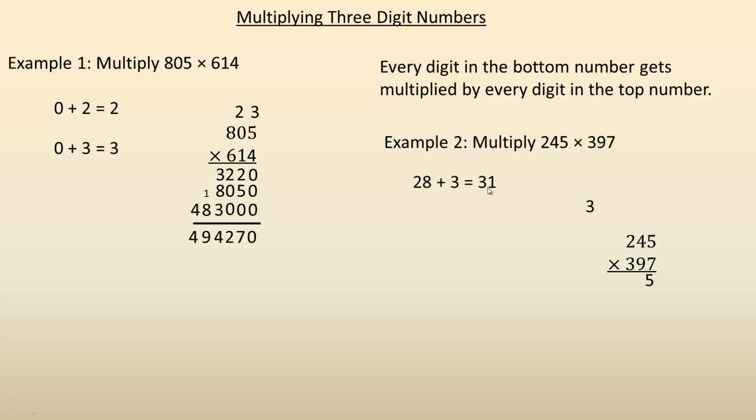28 plus 3 is 31. You can count if you have difficulty with adding. See 28, 29, 30, 31. So that's 31. So I'll put a 1 here and carry another 3. So put a 3 up here.